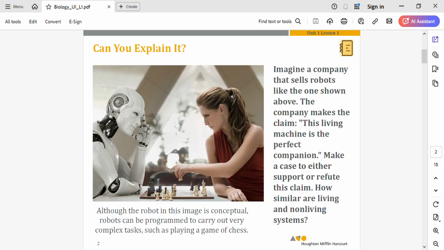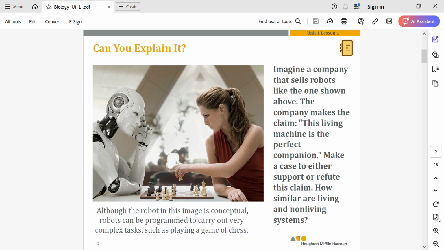Today we are going to discuss lesson 1 of unit 1, which is life in the earth systems. If you look at this picture, can you explain this? Basically in this picture the two systems interact with each other. Human is a living system and robot is a non-living system. We need to think about how these two systems interact with each other.